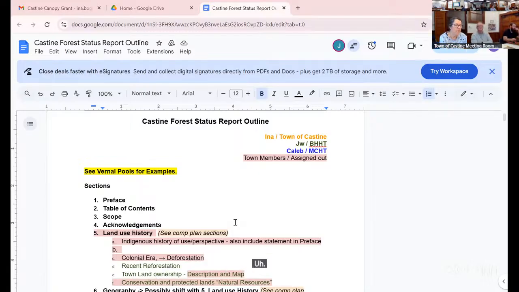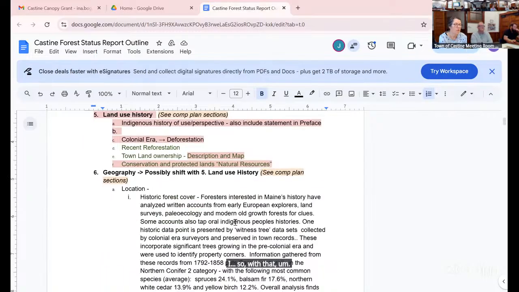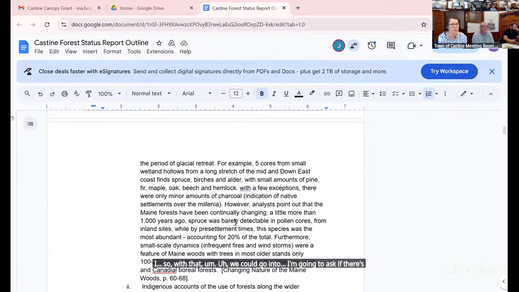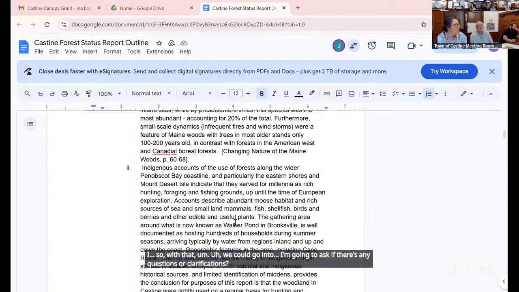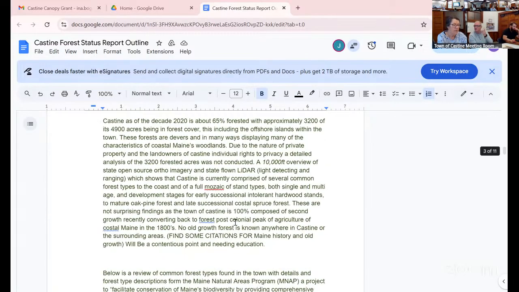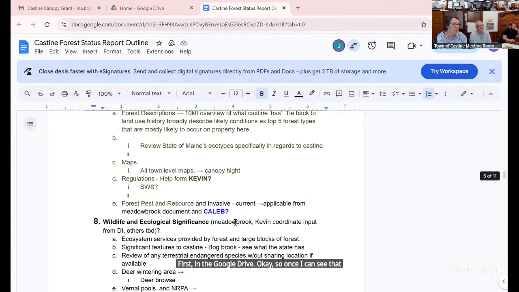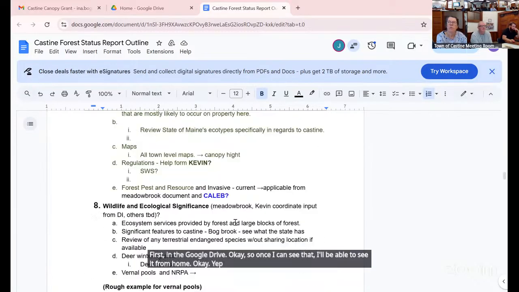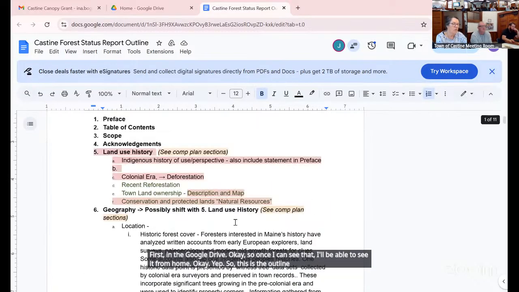So with that, I'm going to ask if there's any questions or clarifications. First, is this in the Google Drive? Yes, it is. Okay, so once I can see that, I'll be able to see it from home. Yeah. Okay. So this is the outline of the overview report.